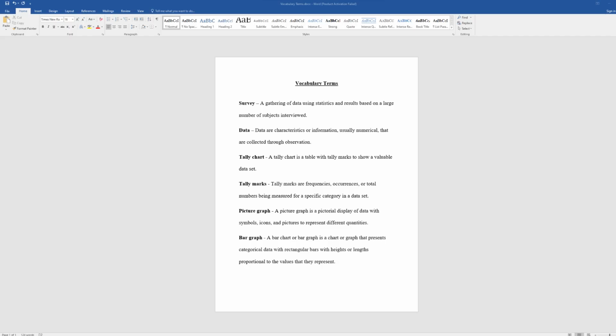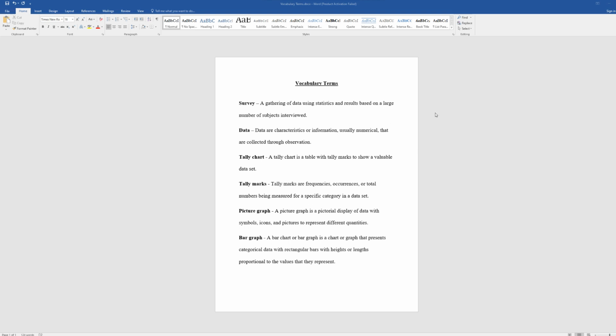So here we have the vocabulary terms for chapter 10. A survey is a gathering of data using statistics and results based on a large number of subjects interviewed. A survey is basically going out and asking people their opinion and taking notes of what answers are being chosen, and then that information will be used to create data, a series of information that we can use to create our charts.